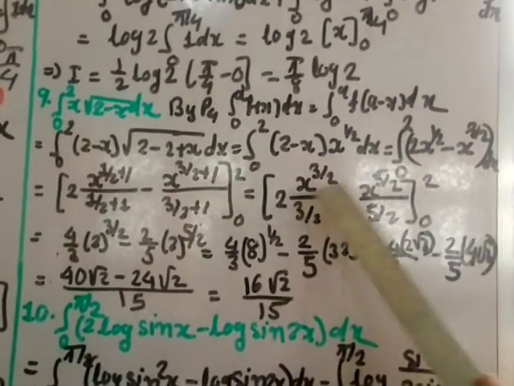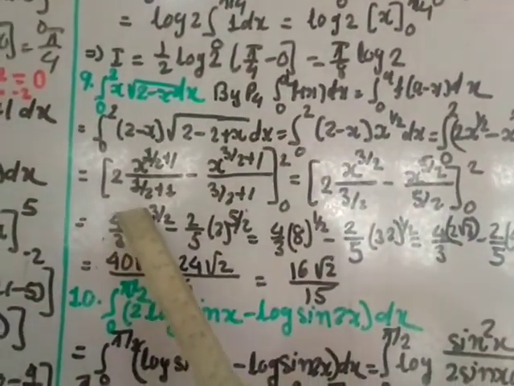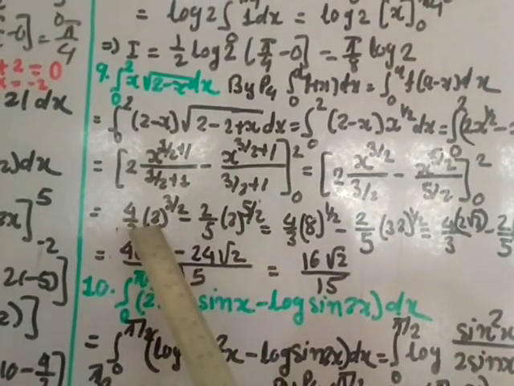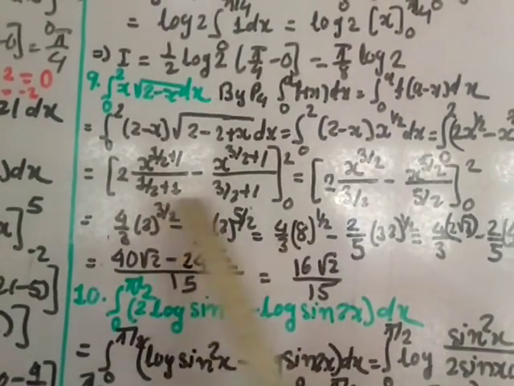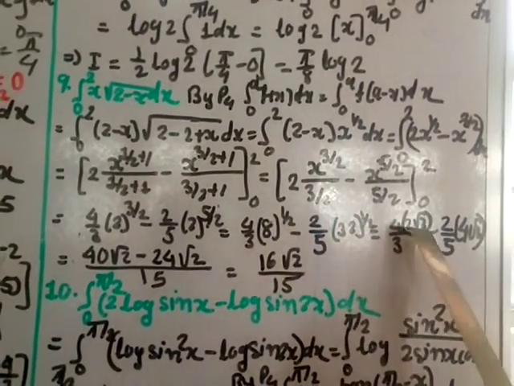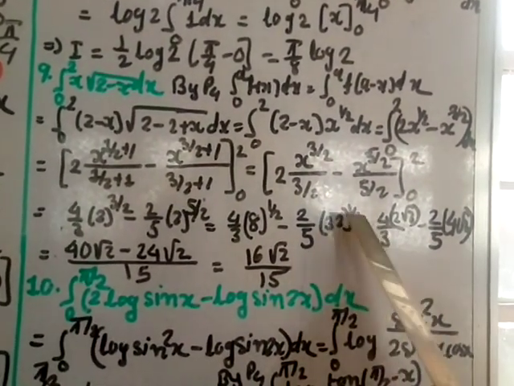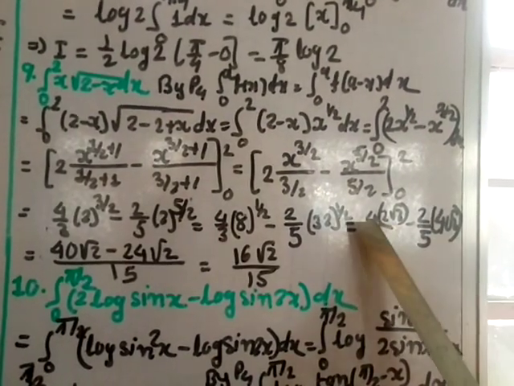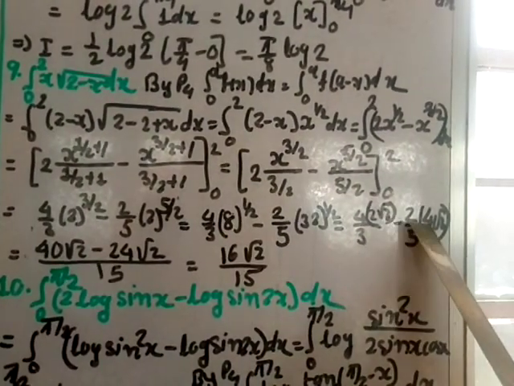Okay, I am putting only the upper limit. So 2 here, 2 here. So I am putting 2 power 3 by 2, 2 power 5 by 2. First I am doing 2 cube, that is 8 power 1 by 2. Here also 2 power 5, 32 power 1 by 2. And 8 power 1 by 2 is 2 root 2. And 32 power 1 by 2 is 4 root 2. Okay, 4 into 2, 8. And 2 into 4 is 8.